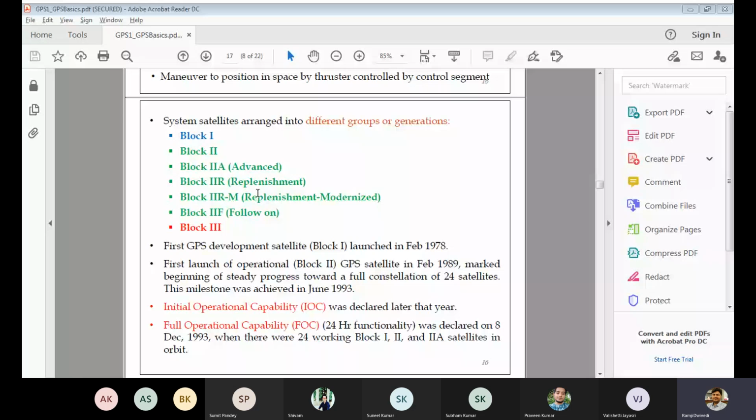So what is selective availability? It is tweaking of the satellite clock information. Now, what is important to know at this point is that the satellite signal is coming from a satellite which is 20,000 kilometers away from you, and you are computing this range from the satellite to the user with the help of the so-called timing information. That means how much time the signal has traveled.